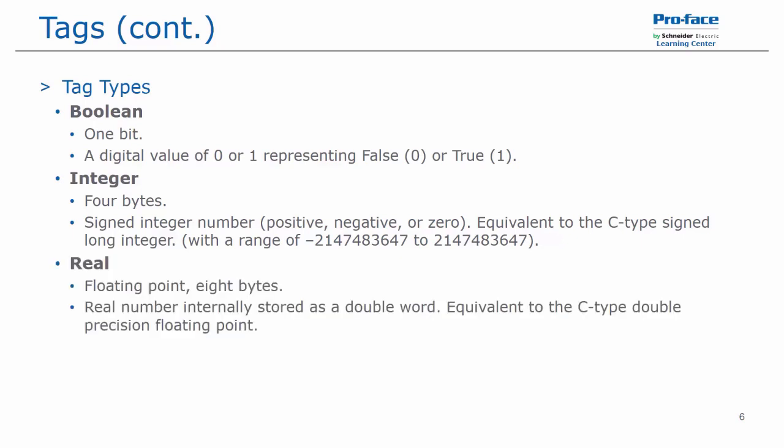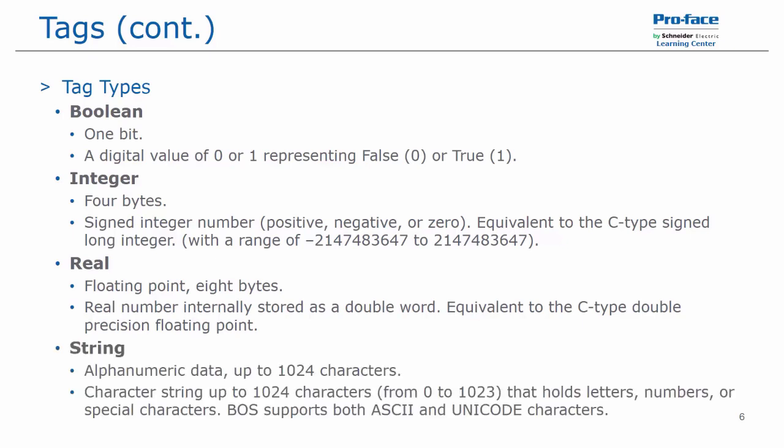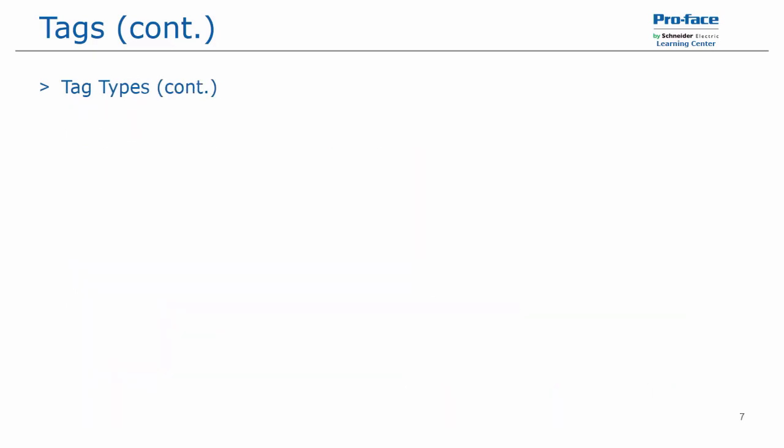Then we have reals, which are floating points, and they're 8 bytes. And the real number is internally stored as a double word, equivalent to the C-type double precision floating point. And then we have strings. It stores alphanumeric data up to 1024 characters, and a character string up to that length from 0 to 1023 that holds letters, numbers, or special characters. And Blue Open Studio applications support both ASCII and Unicode characters.